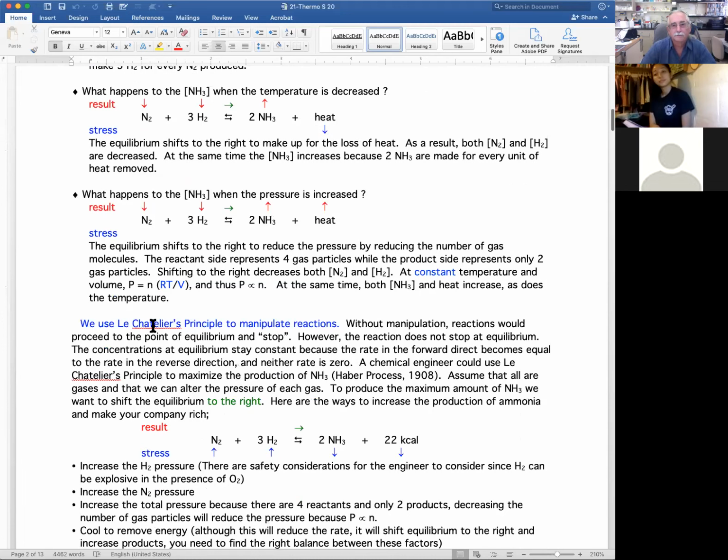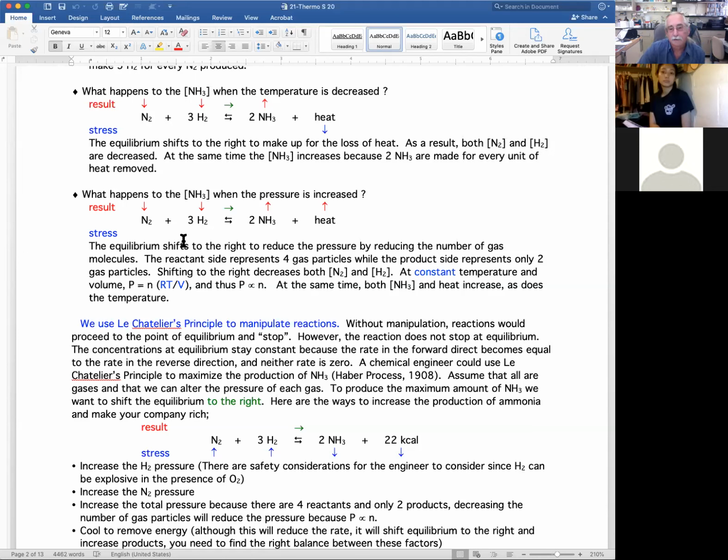And what happens to the ammonia when the temperature is decreased? So the stress is that you're reducing the temperature. So what's going to happen? It's going to shift in that direction to try to replace that heat energy so it can stay at equilibrium. So once I establish that arrow, then everything over here goes up, everything over here goes down. Okay.